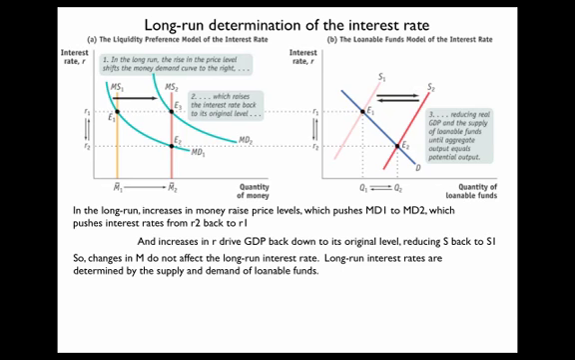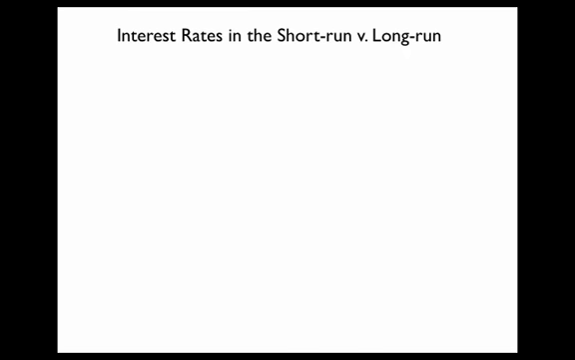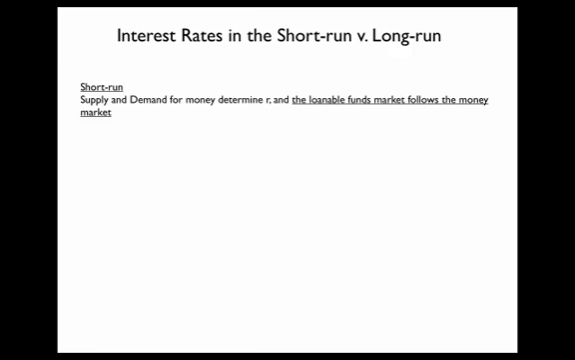So the key takeaway here is that changes in M, so changes in the money supply, do not affect the long-run interest rate. Long-run interest rates are determined by the supply and demand of loanable funds and how the supply and demand of loanable funds reacts to changes in GDP. So just as a quick summary for interest rates in the long run versus the short run: in the short run, supply and demand for money determine the interest rate, and the loanable funds market follows the money market. In the long run, interest rates are determined by the supply and demand of loanable funds.